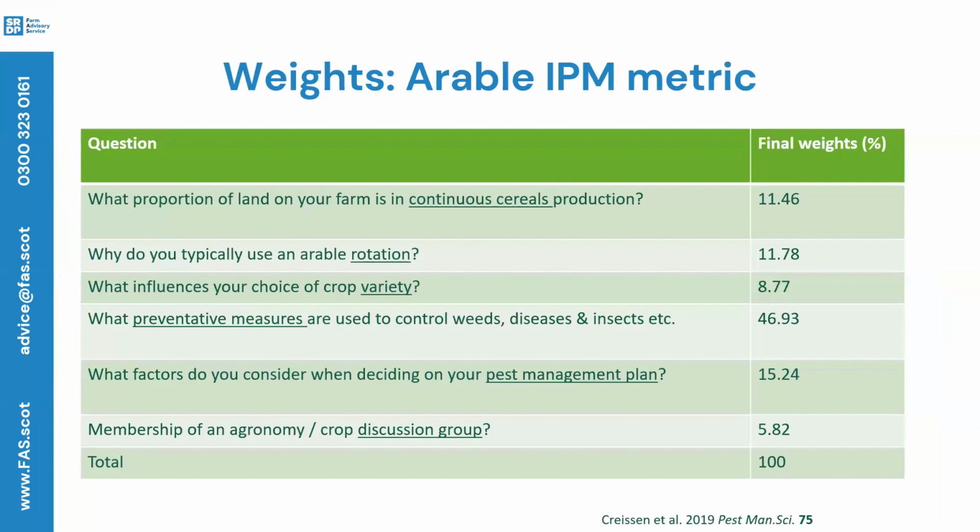So these are the questions that you'll see in the IPM plan. And you can see there the final weightings that these stakeholder groups came up with. Continuous cereal production, rotation, kind of important, but you can see how they're graded. But then if you look at the preventative measures, so that's things like using break crops, barriers, seed hygiene, things that prevent the risk in the first place, that's judged to be really important and weights heavily in the score. But like I say, the point is not the score you get, it's about doing this planning exercise.